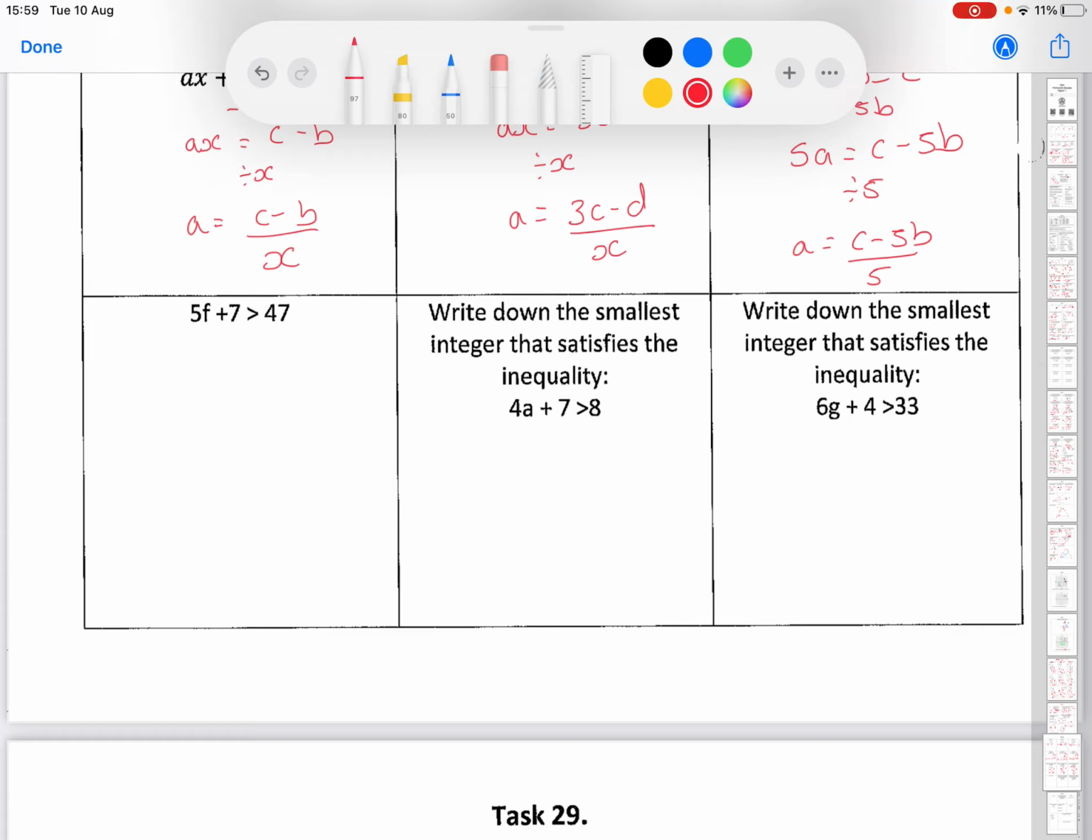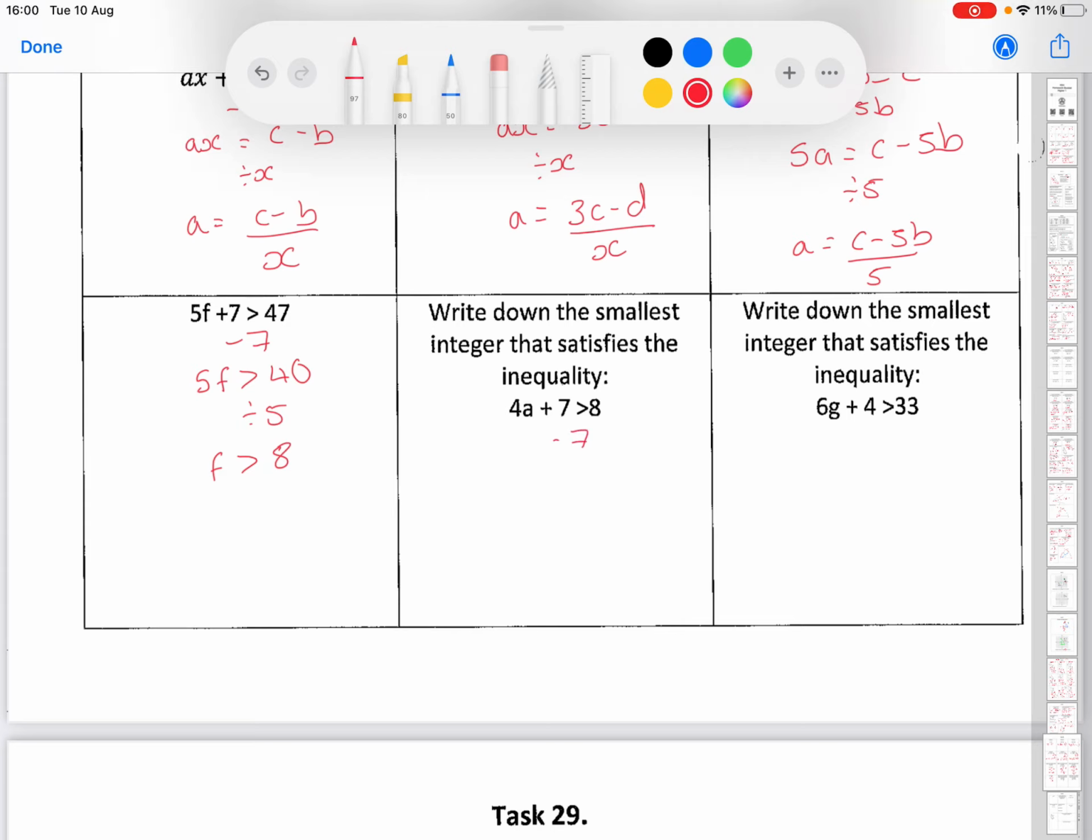Okay, inequalities. So our first one, we've got 5f plus 7 is greater than 47. So all we need to do is solve this just like we would solve a normal equation. So we're going to take away 7 first. So we've got 5f is going to be greater than 40. Then we're going to divide by 5. So f is going to be greater than 8.